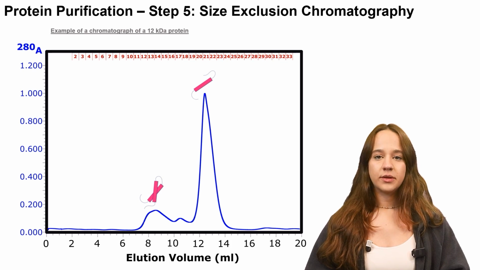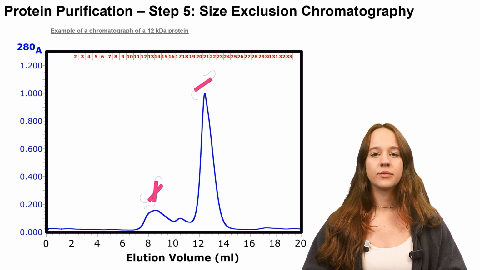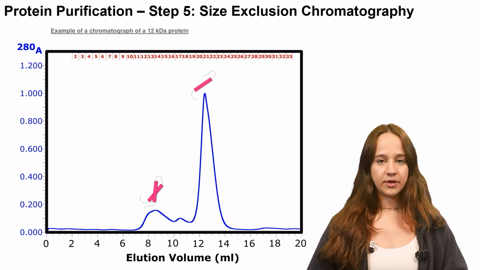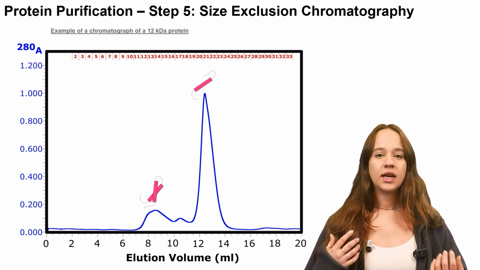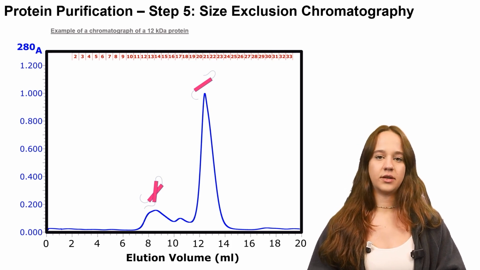We can see two different peaks on the chromatogram that correspond to two distinct oligomeric forms of the protein. The fractions corresponding to these two different forms are pooled separately, and we can then freeze our protein at -80 degrees Celsius for long-term storage.